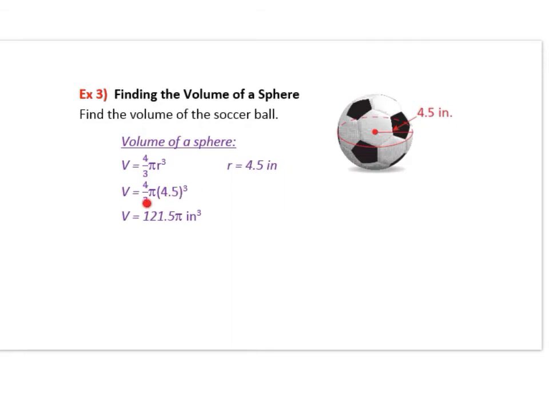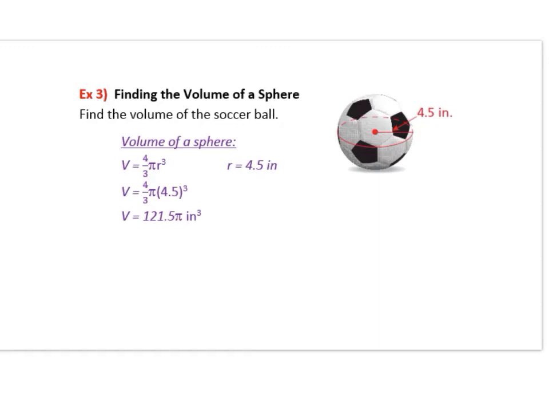You want to do order of operations. Leave pi out of your calculator. Don't put pi in the calculator yet. Just do 4.5 cubed. Now multiply that by 4/3, and you should get 121.5. Again, leave pi alone, it stays in the answer. So this would be an exact volume of the soccer ball.